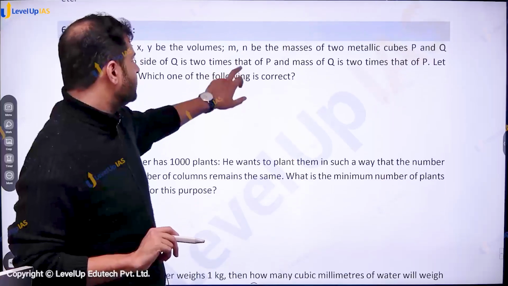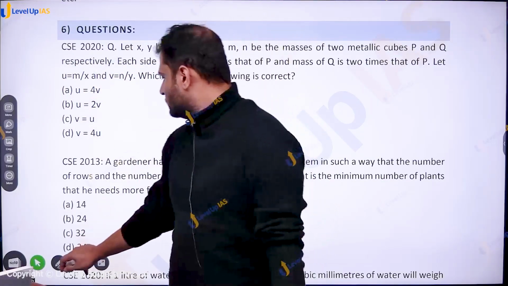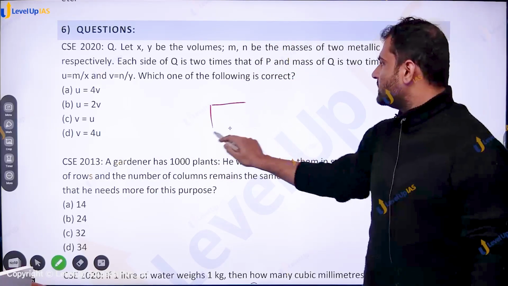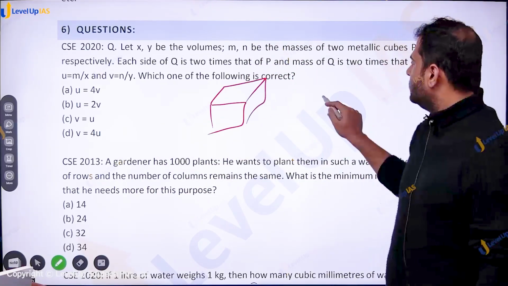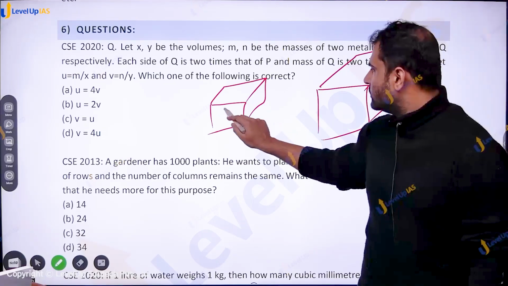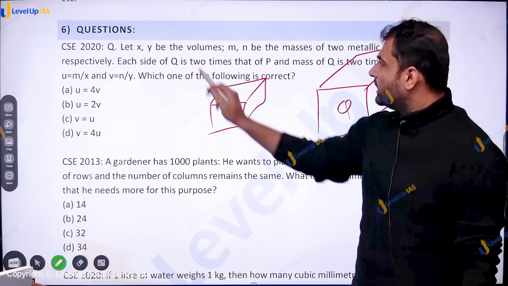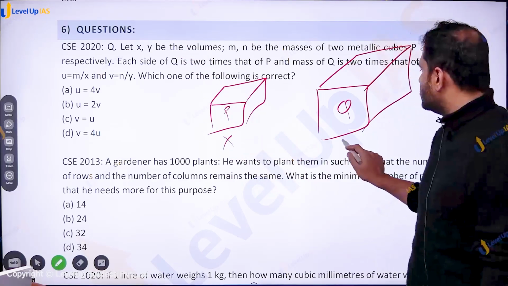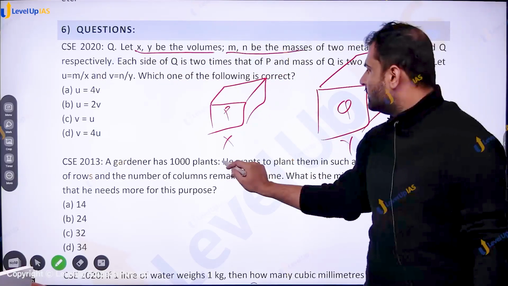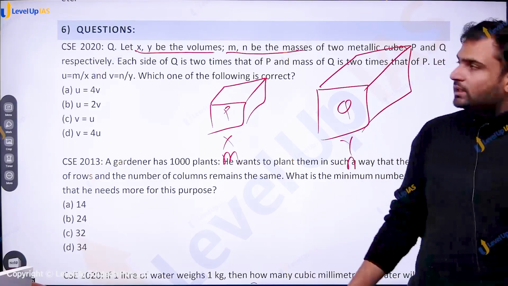What they are saying is, we have two cubes of different sizes. We are calling them P and Q. The blocks are called, this block is P and this block is Q. What else is given? We are given their volumes. Volume of P block is X, volume of Q block is Y, and masses. This block weighs m, and this block weighs n.